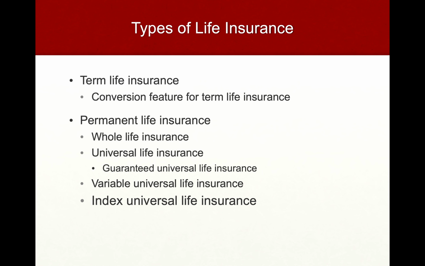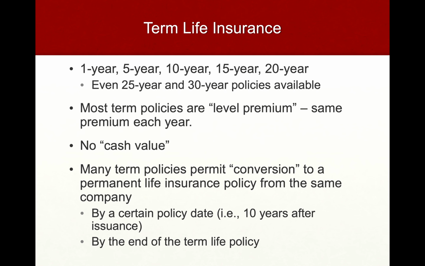Then there are all types of permanent life insurance or cash value insurance where you put extra money into it. Whole life, there's universal life. There's also a variant of that called guaranteed universal life insurance. There's variable universal life and indexed universal life insurance. These are all types of insurance. We'll cover these a little bit.